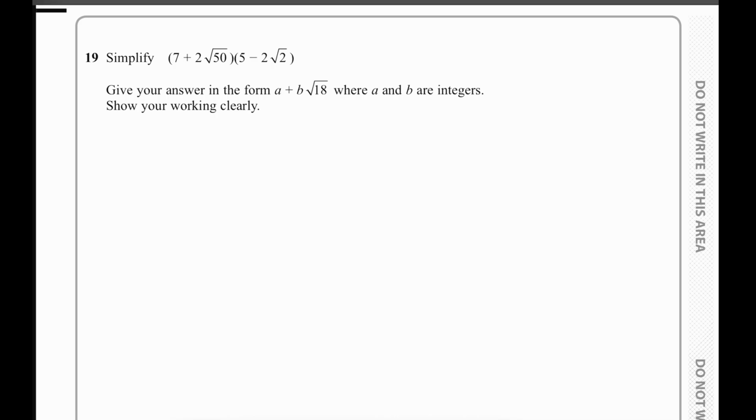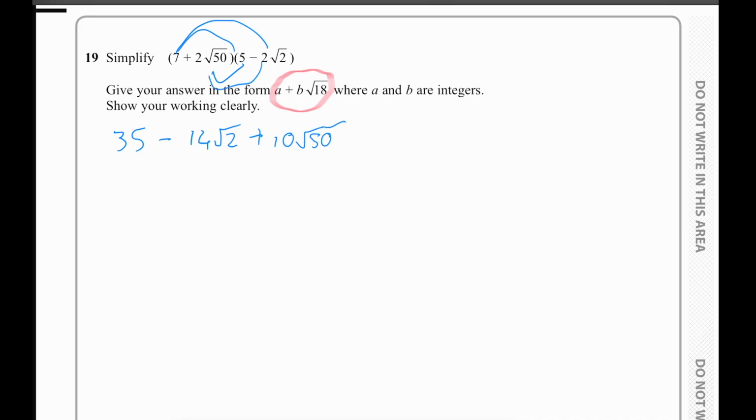Alright, so now we have to deal with multiplying out surds, and very importantly, we need to get it so that it looks in this form. Alright, first off, we're just going to take the two brackets and multiply them out. So 7 times 5, 35. 7 times -2, -14 root 2. Then 2 root 50 times 5, so that's just plus 10 root 50.